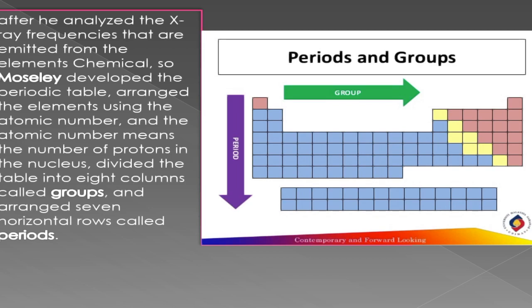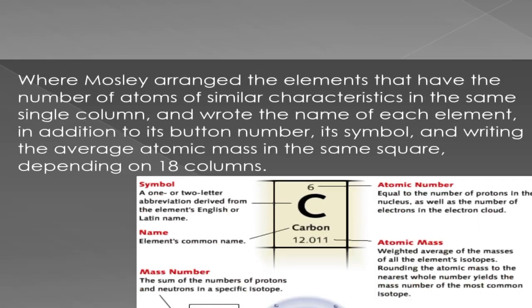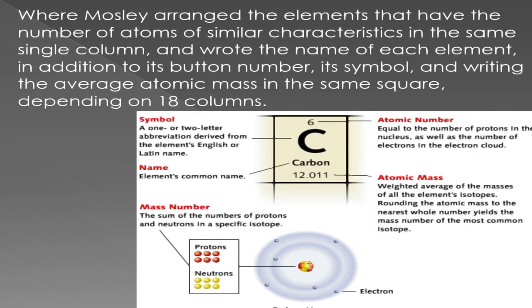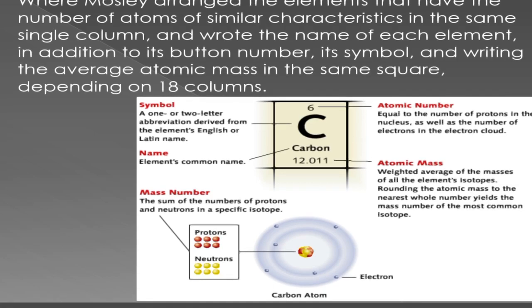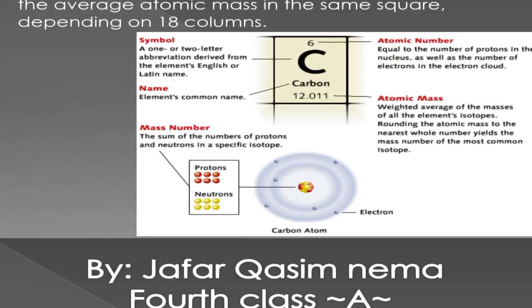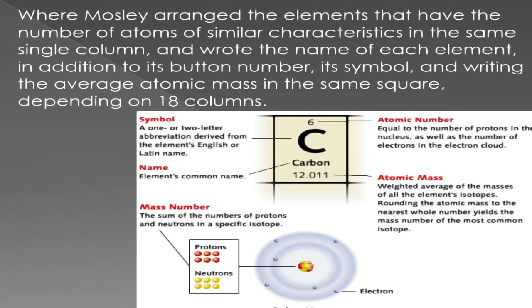As in the image, these are the periods and the groups, where Moseley arranged the elements that have similar characteristics in the same single column, and wrote the name of each element in addition to its proton number, its symbol, and the average atomic mass in the same square, depending on 18 columns. As in the image, this is the explanation of the square in the periodic table.